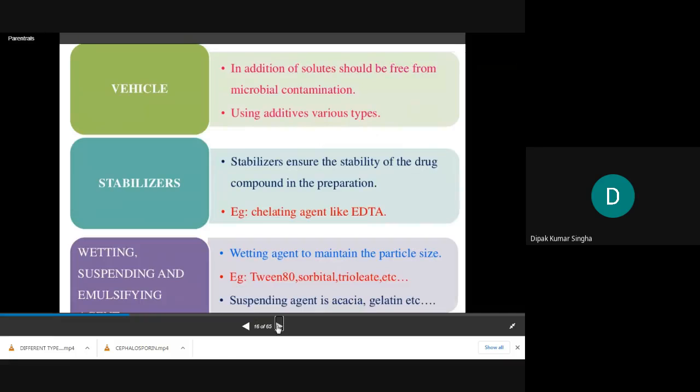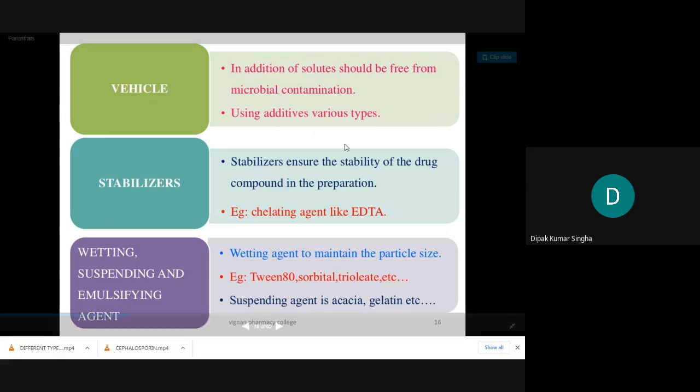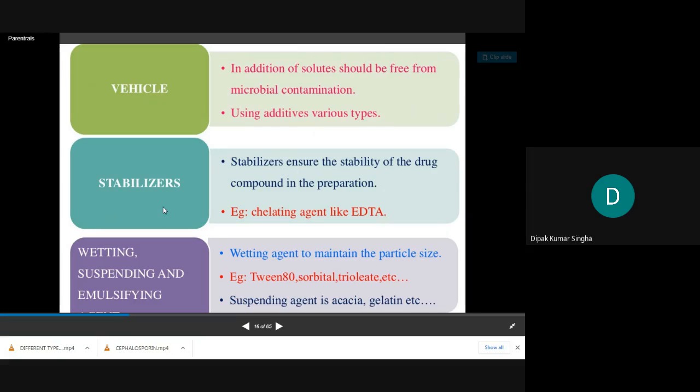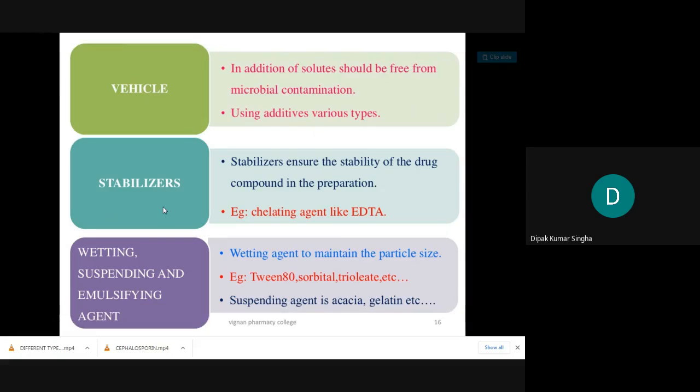In addition, the solute should be free from microbial contamination using additives of various types. Various types are coloring agents, sweetening agents, preservatives and others. Another very common one, and the most important additive, is the stabilizer. When the drug is prepared, it is not used at that time but after one month, two months, or one year, two years. That is the shelf life. So in that case, there should be no degradation of the product.